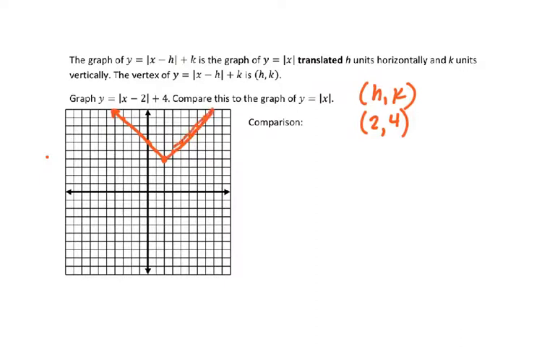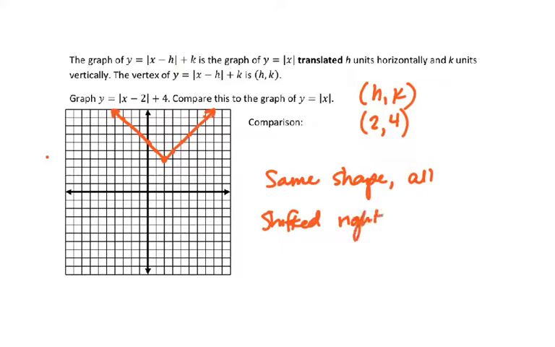And I would normally need to do a table, but we didn't do any other transformations, so we know that it's the same exact shape. And so for our comparison, it is the same shape, all shifted right 2, up 4. And that's where we're at. This is all shifted right 2, up 4.